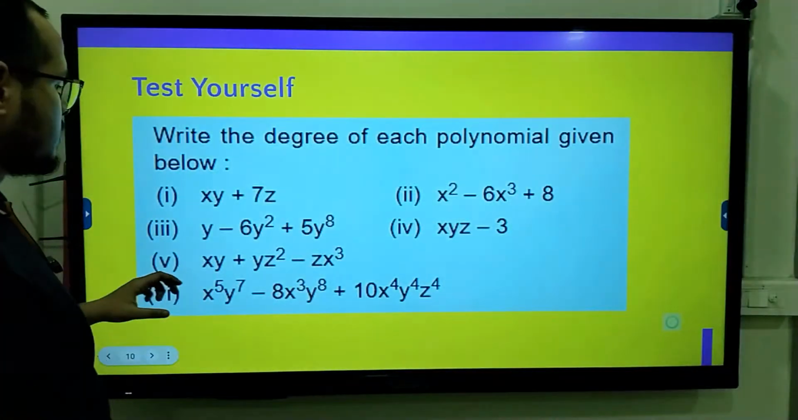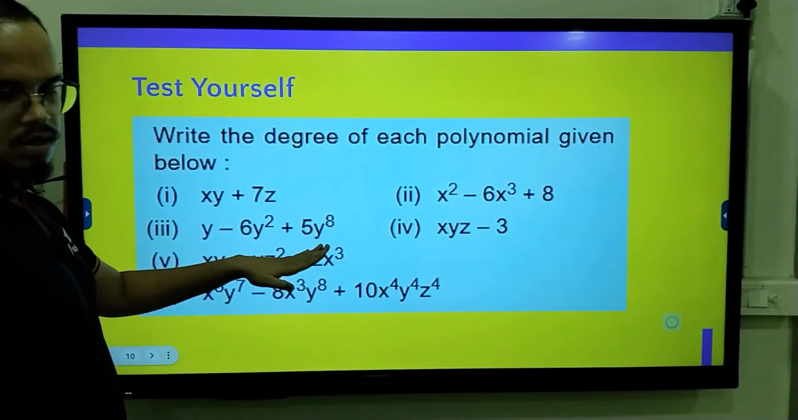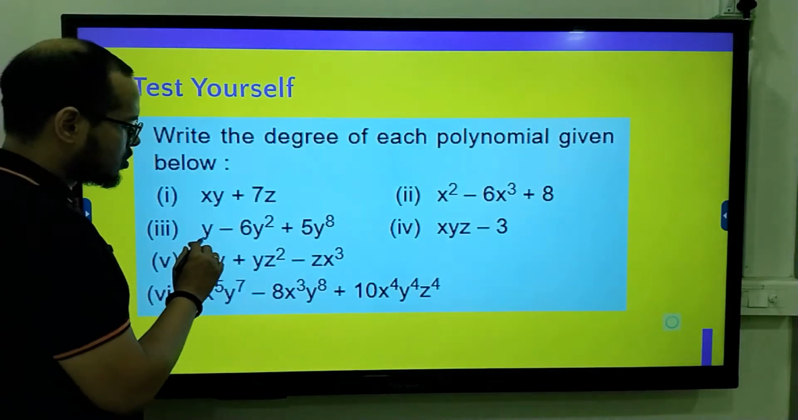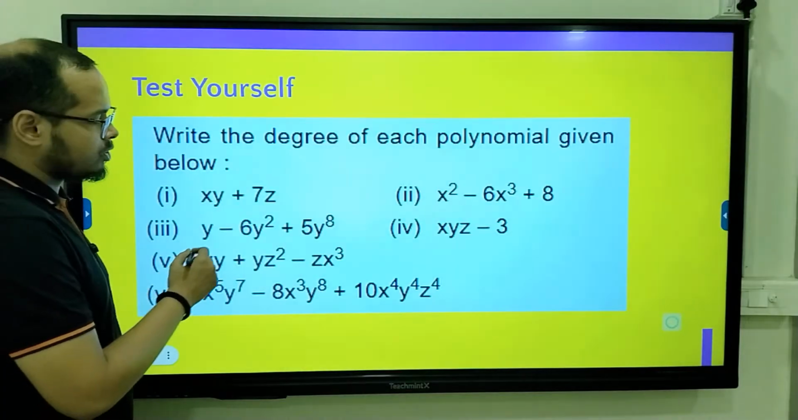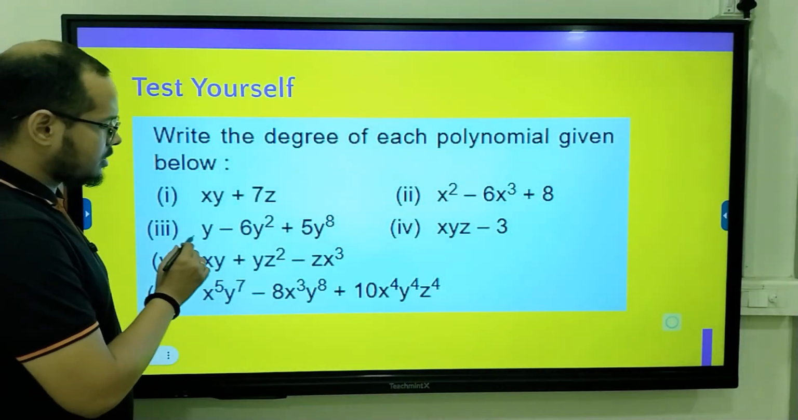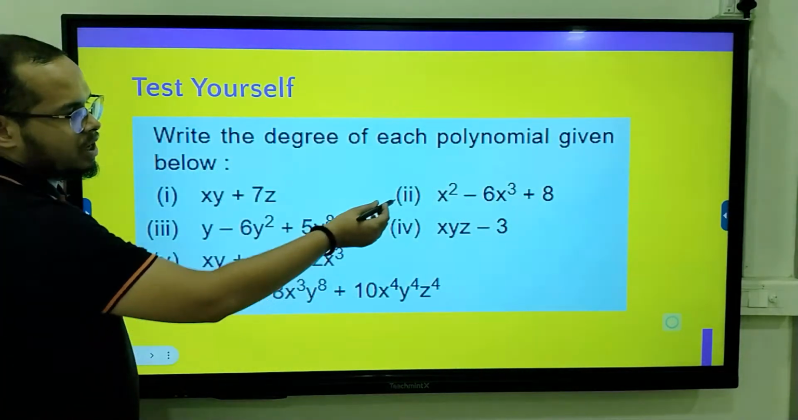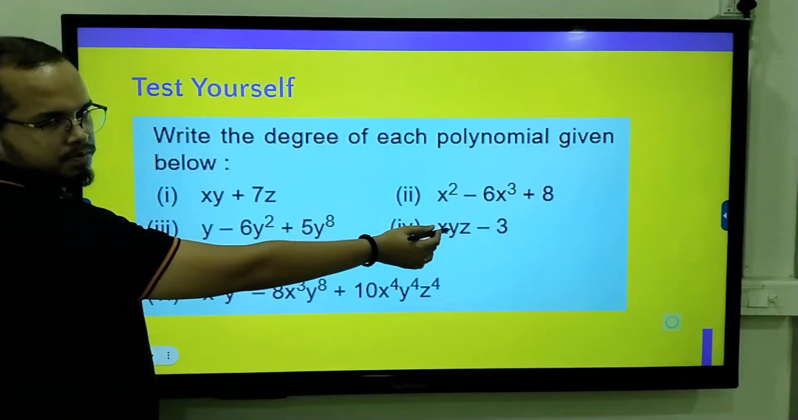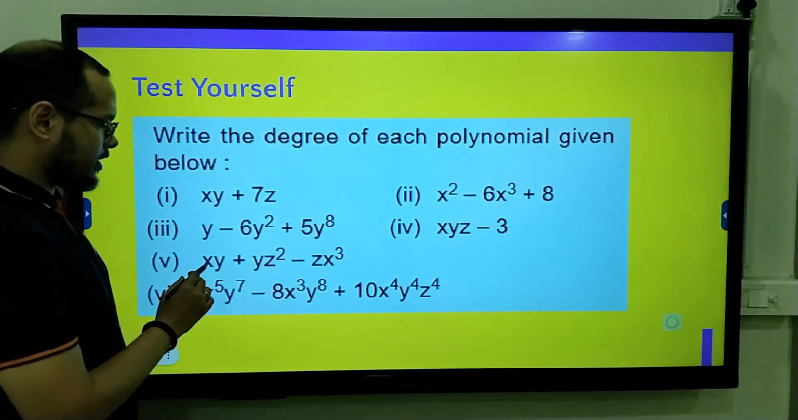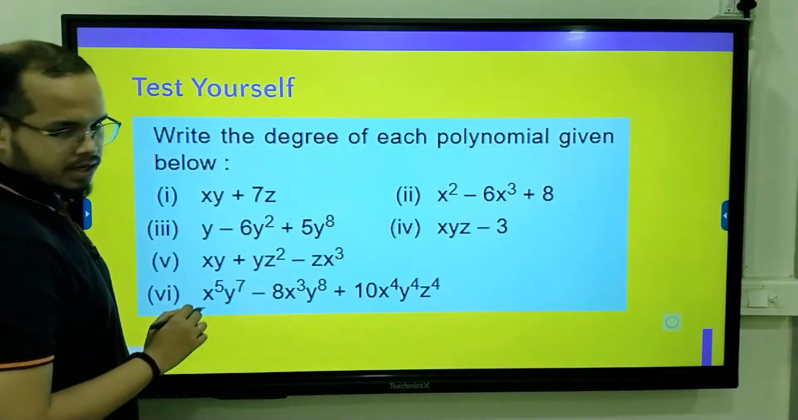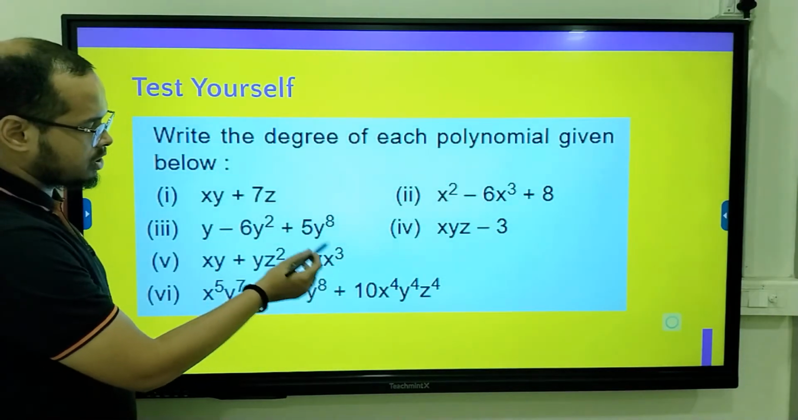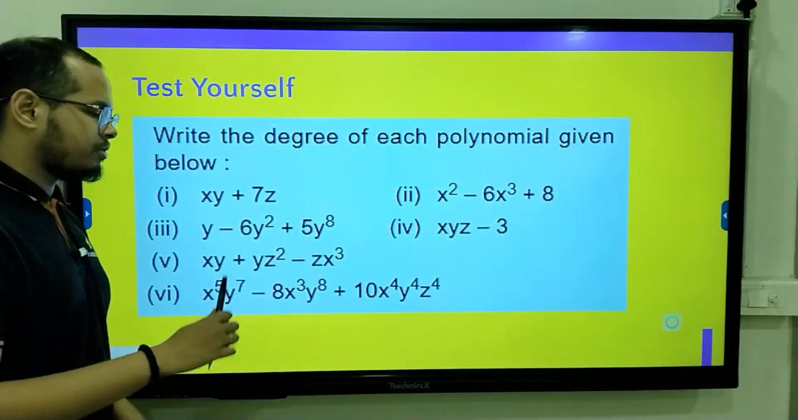So, okay, see, y, everything is the same. So when the variable term is the same, we'll be using the highest power of the variable. In the third one, it is 8. In the second one, it is 3. In the third one, it is 1. Fifth one, it is x, y, y, z, z, x cube. In the first one, it is 1, 2, 3. So 3 plus 2 plus 1, 6. We'll be doing it like that.